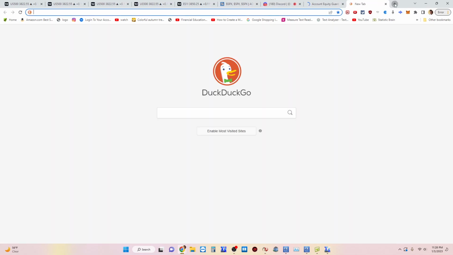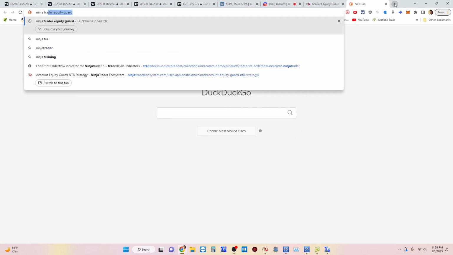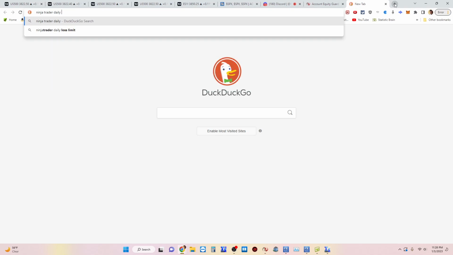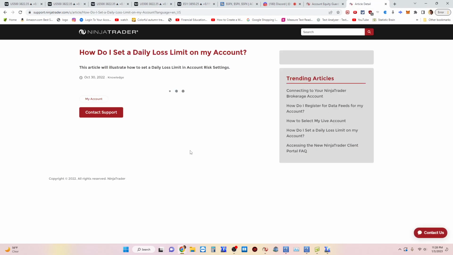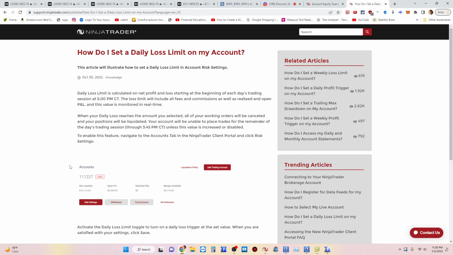Okay, let's look at NinjaTrader Equity Guard. Oh no, daily loss limit. There it is. So you can set this up. I do believe you can. It used to not be possible, but now you can, from what I understand. A lot of brokerages will let you do that, and some intentionally will not let you do that. All your working orders will be canceled.